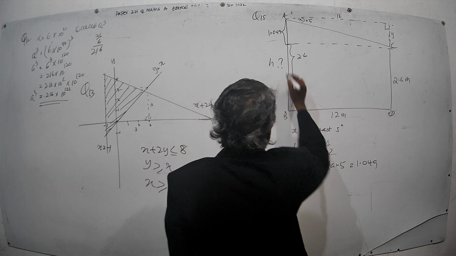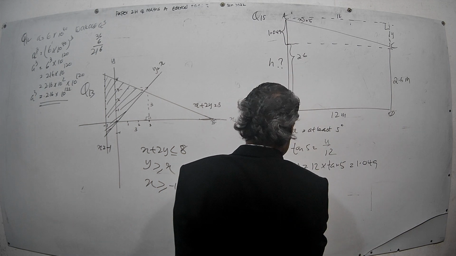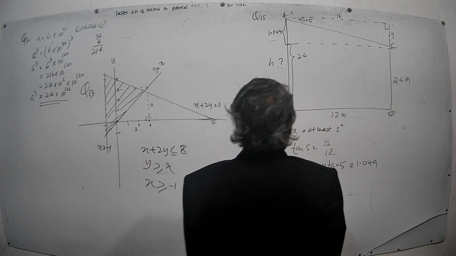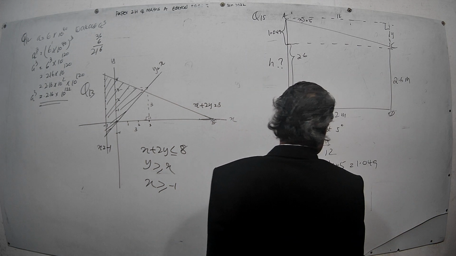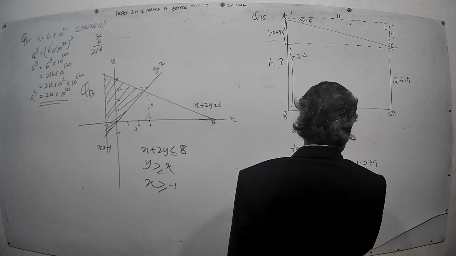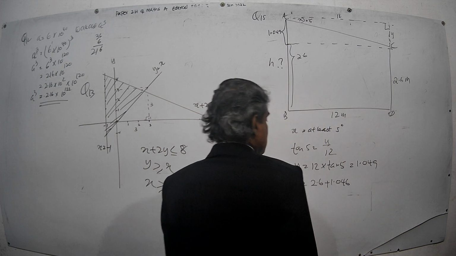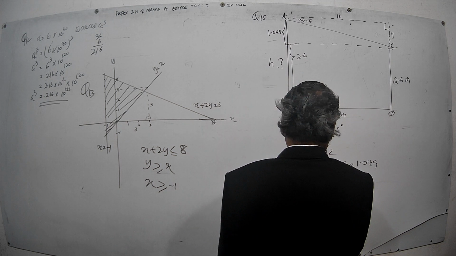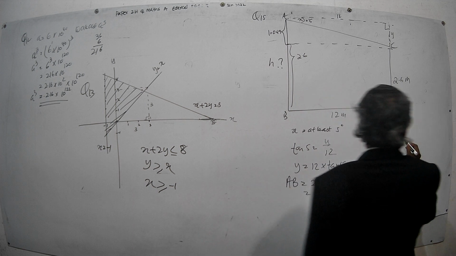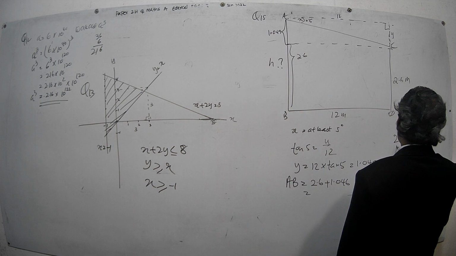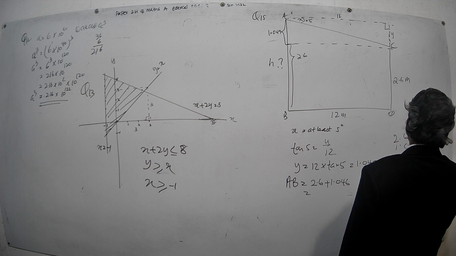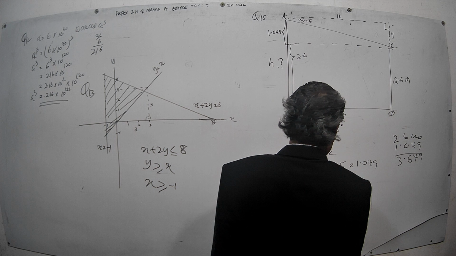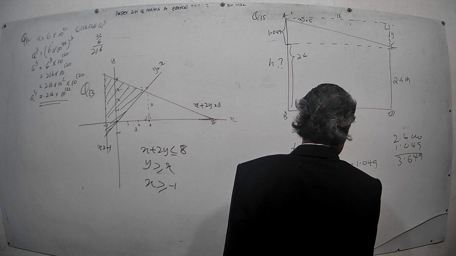Then you add this part. This part is 2.6. Then add these two. Then AB equals how much? AB equals 2.6 plus 1.049. How much then? 2.6 plus 1.049 equals 3.649.